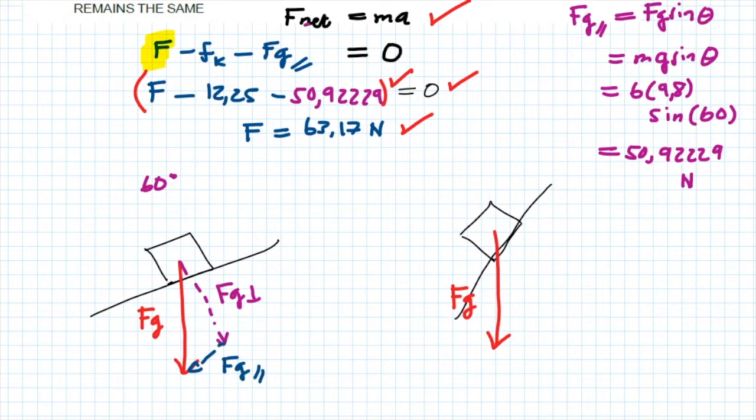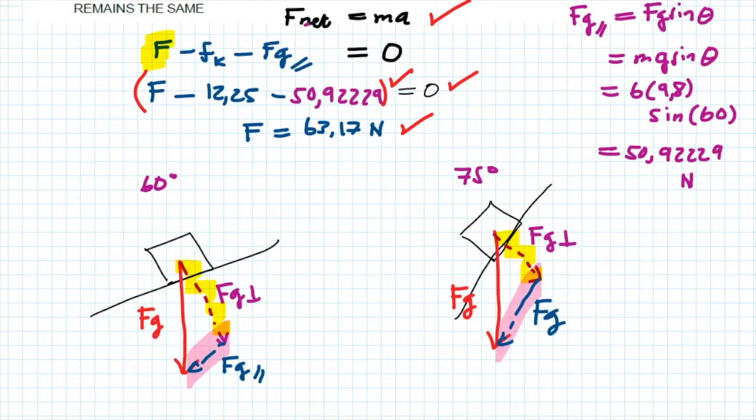Now let's go to the 75 degrees. Again, this is not drawn to scale. I've exaggerated everything to help it make sense to you. And we have FG perpendicular. Already you should realize we went from a long FG perpendicular to a smaller FG perpendicular. And when we draw an FG parallel, there it is. We went from a short FG parallel to a longer FG parallel.